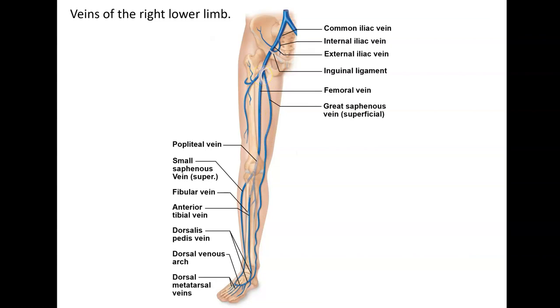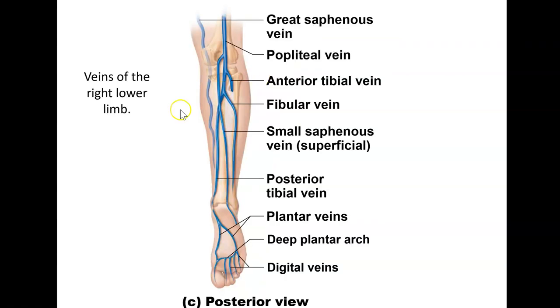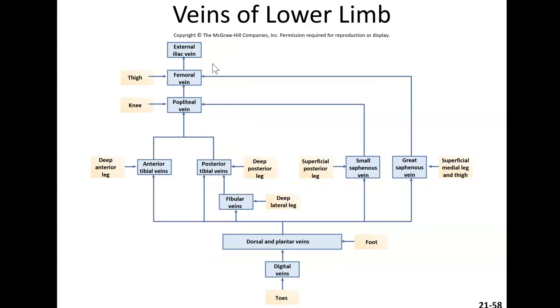Now we need to look at a posterior view in order to see our other superficial vein. Here's our posterior view of the leg, and from this view we can see our small saphenous or lesser saphenous vein, and this is coming off of the lateral side of that dorsal venous arch, courses posterior to that lateral malleolus, and ascends up the posterior leg and will eventually drain into the popliteal vein. And here's our nice chart summarizing the veins of the lower limb.